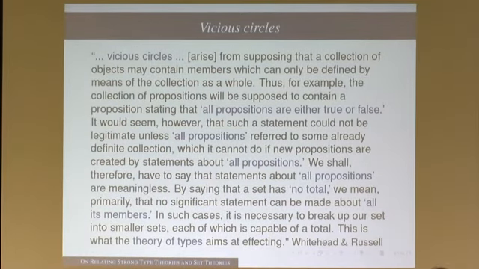So now back to the type of propositions. Well, Russell was very concerned about impredicativity or vicious circles, and he didn't want to allow impredicative constructions. In this quote he says that statements about all propositions are in some sense meaningless: "By saying that a set has no total, we mean primarily that no significant statement can be made about all its members. In such cases, it is necessary to break up our set into smaller sets, each of which is capable of a total. This is what the theory of types aims at effecting." So he had this ban on these impredicative definitions.